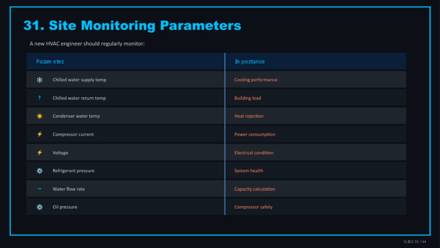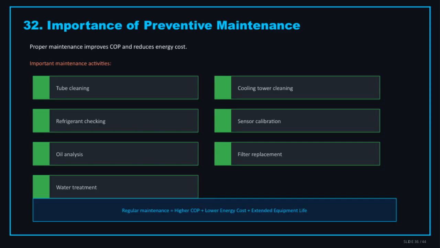Regular maintenance is the secret to keeping equipment running efficiently. When we stay on top of tasks like filter replacement, sensor calibration, and cooling tower cleaning, we boost the coefficient of performance, or COP. That means less energy wasted and lower energy bills. Add in water treatment, oil analysis, refrigerant checking, and tube cleaning, and we're not just saving money. We're also extending the life of our equipment, preventing costly breakdowns before they happen. It's all about being proactive, not reactive.